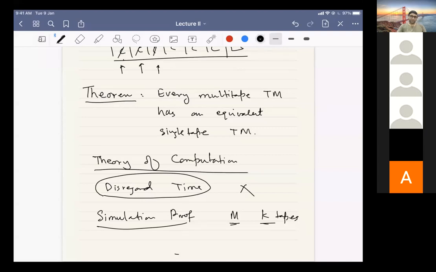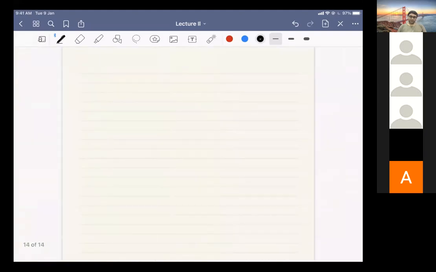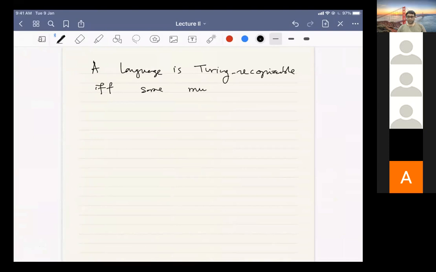Okay, any questions? With this, we have a corollary: a language is Turing recognizable if and only if some multi-tape Turing machine recognizes it.